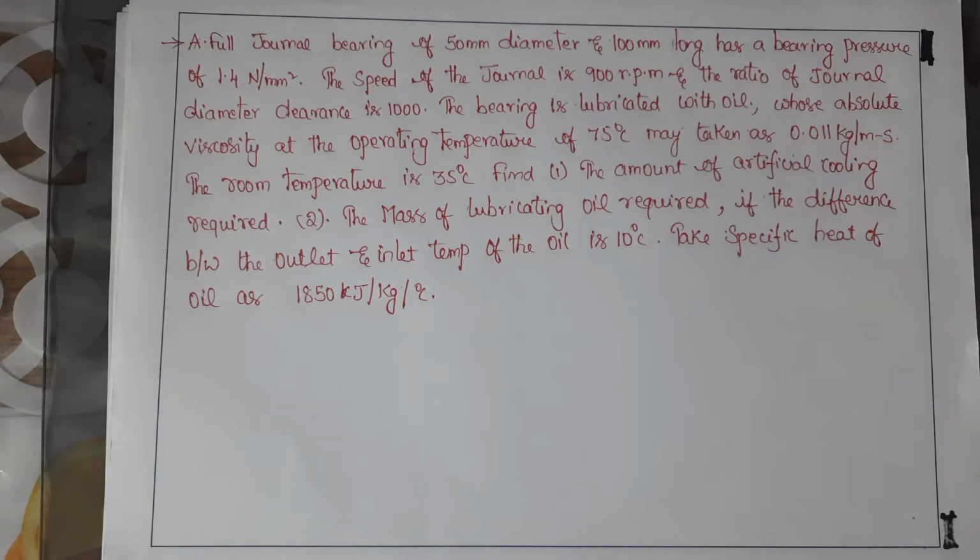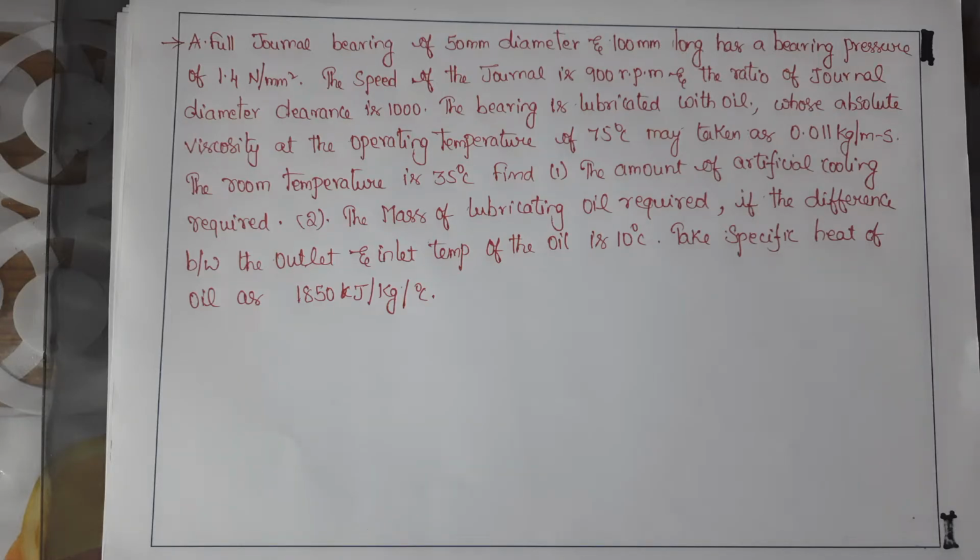A full journal bearing of 50 mm diameter and 100 mm long has a bearing pressure of 1.4 Newton per mm square. The speed of the journal is 900 rpm and the ratio of journal diameter and clearance is 1000. The bearing is lubricated with oil whose absolute viscosity at the operating temperature of 75 degrees centigrade may be taken as 0.011 kg per meter second. The room temperature is 35 degrees centigrade.